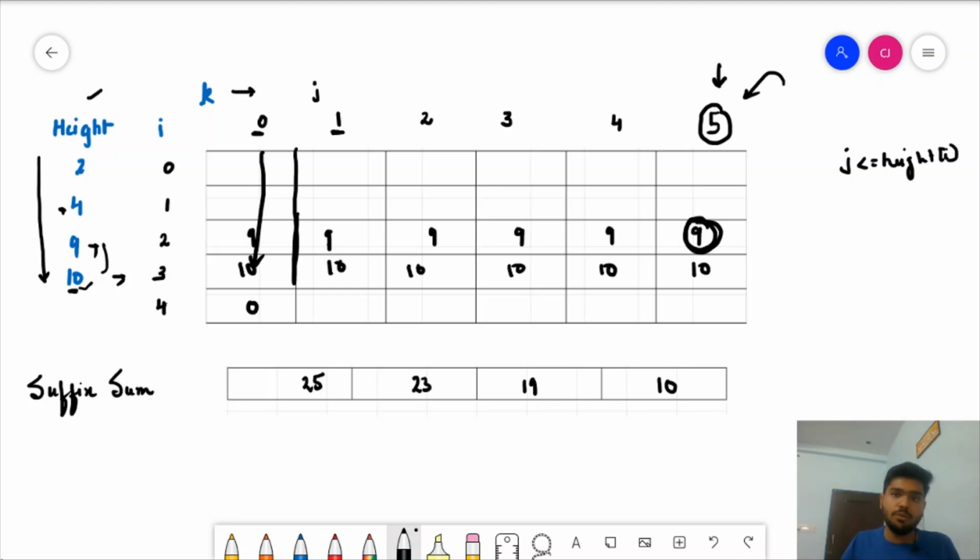But if we include that box, then what will be the state? If we subtract this particular weight, that is 4, from 5, 5 minus 4 results in 1.